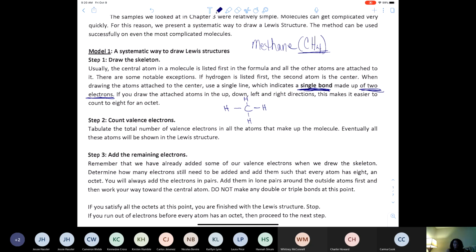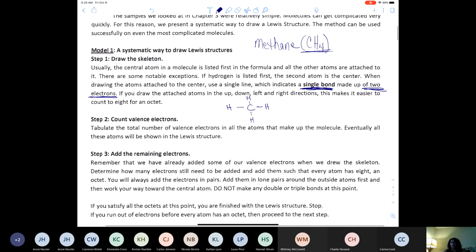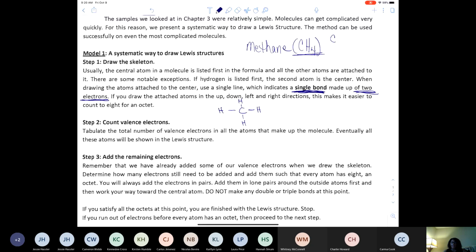So we finished step 1. Step 2, we need to count the valence electrons. CH4 contains 1 carbon and 4 hydrogens. Carbon is in group 4 of the periodic table, so it has 4 valence electrons. Hydrogen is in group 1 of the periodic table, and there are 4 of them in the formula for methane. So methane has a total of 8 valence electrons.